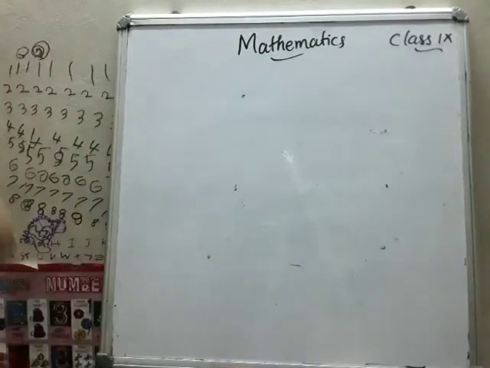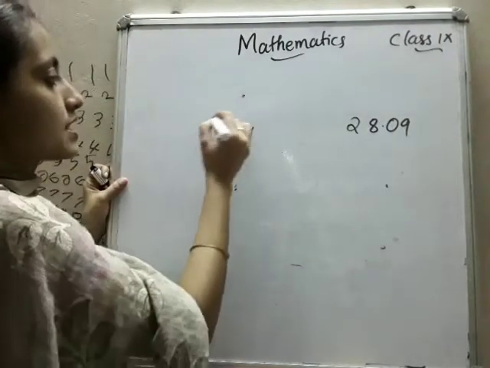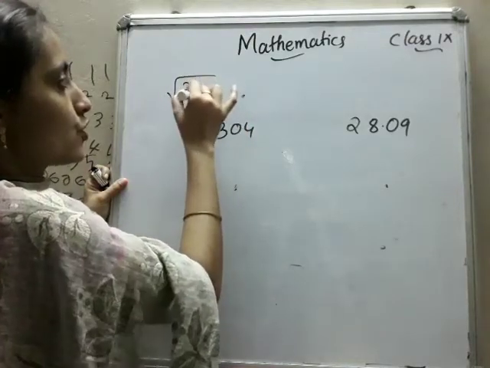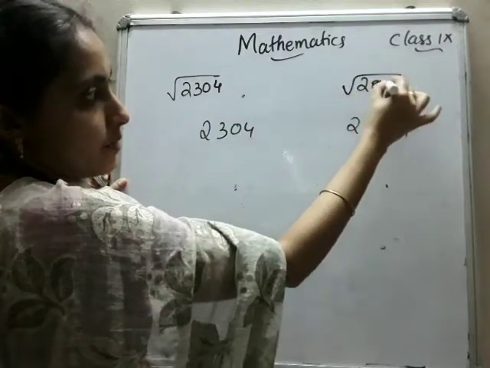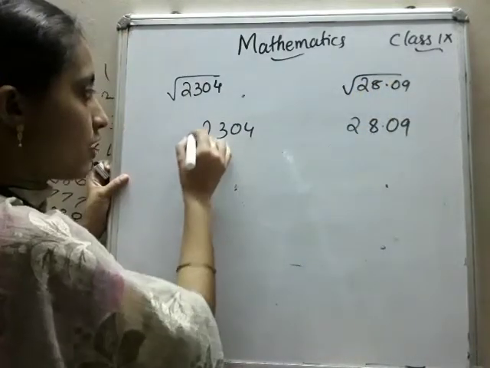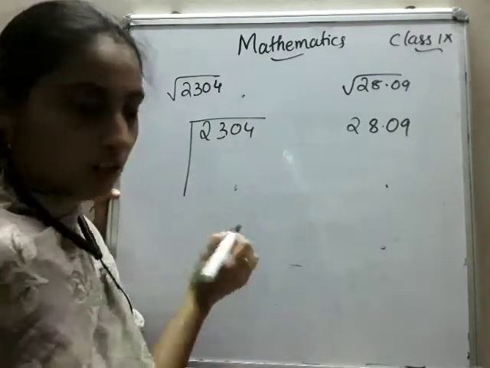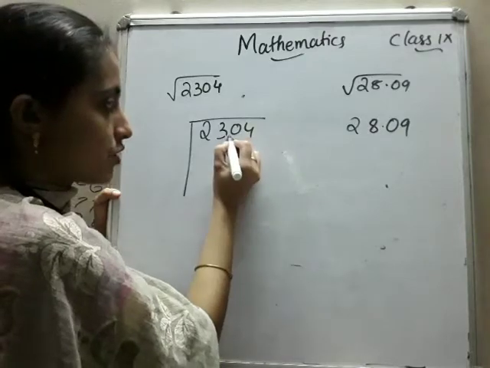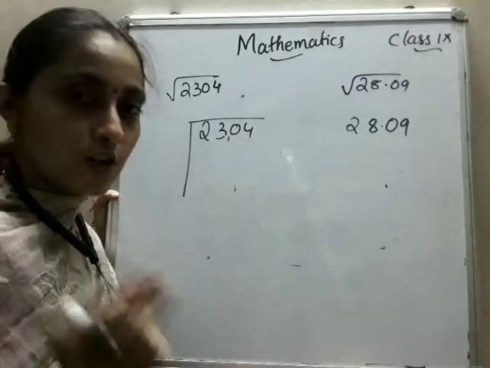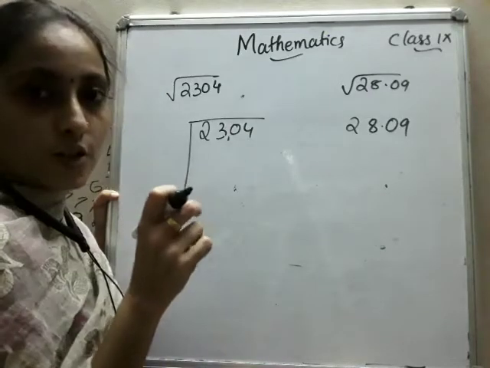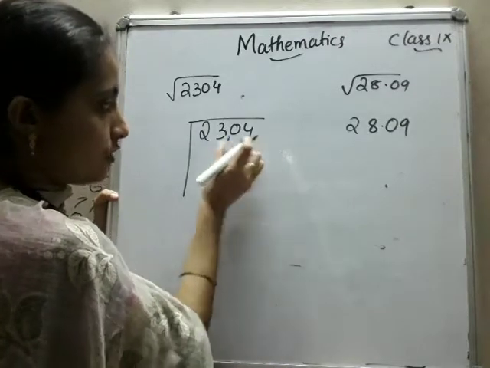Listen here please. I want to find the square root of this number, that is the square root of 2304, and then the square root of 28.09. First of all you have to write it like this, and then you have to pair from this side, so there will be two groups. If you have to find the square root, group by 2. If you have to find the cube root, pair by 3. So 23 is the first group, and 04 is the second group.